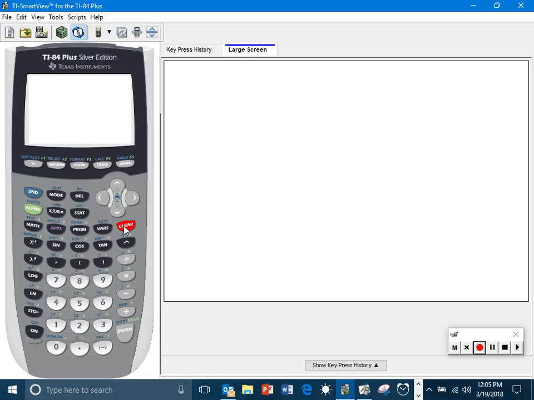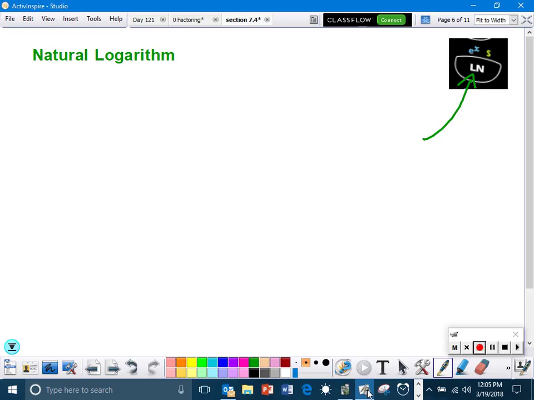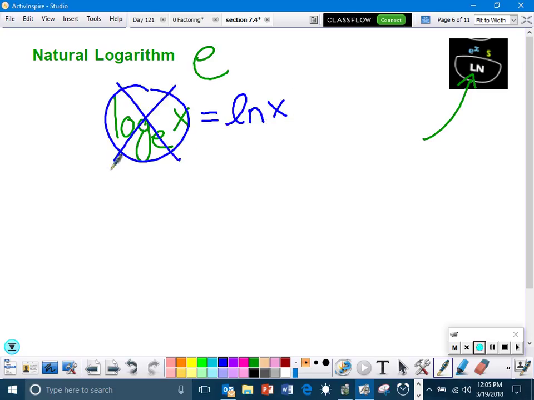All right, so let's talk about that. The natural log button goes with lesson 7.3. In lesson 7.3, you learned about e, the Euler number. So that looks like this. It says log base e of x, where e is the base. However, we do not write it that way. When it's a natural log with a base e, it's written just ln x.